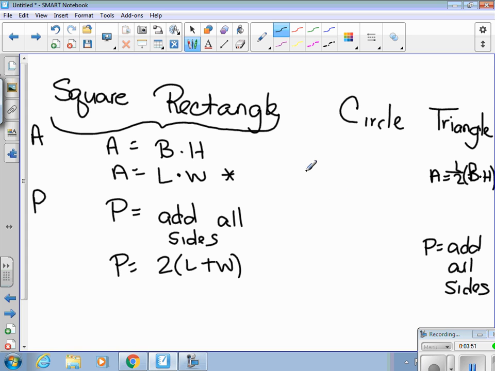Now, when we get into circle, we still have a formula for area. What is that? Pi r squared. And what's the circumference formula for a circle? So this one has 2 formulas. And that's only because of the measurement that's in your circle, whether it's a diameter or a radius, okay? Now, circumference and perimeter both measure the outside of the object, whereas area measures the inside of the object.